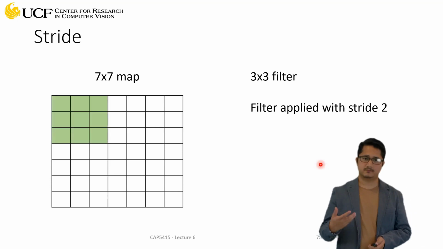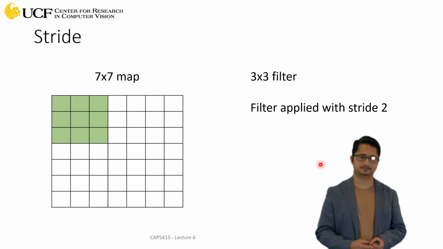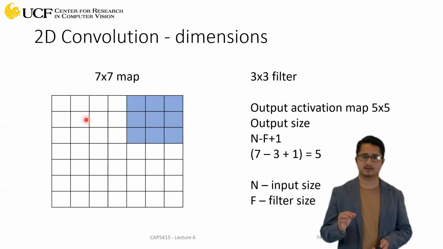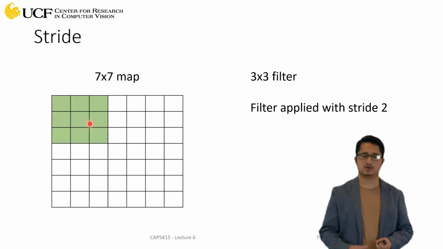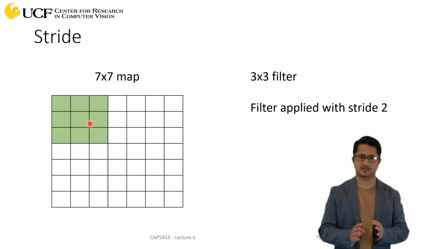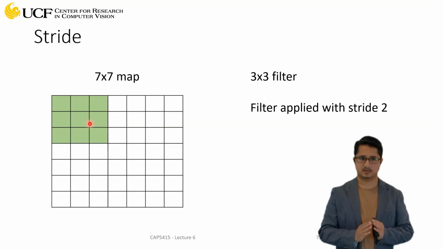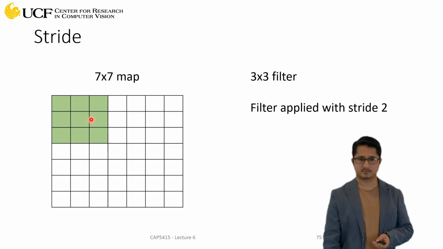Let's see what the different variations are when we perform convolution. In the previous case, we were trying to place this kernel at as many locations as we can. Now there is a concept called stride, and this is one of the hyperparameters of your convolutional neural networks. Stride defines how many pixels you are going to skip when you move from one location to the other.